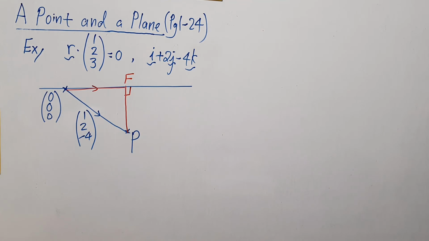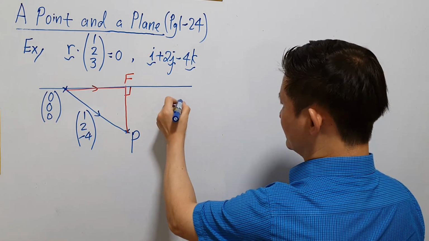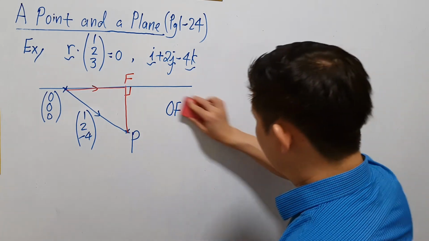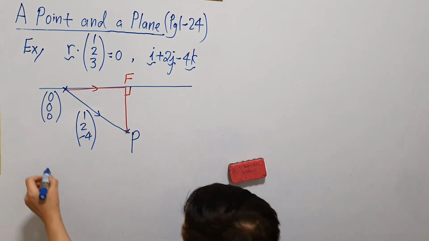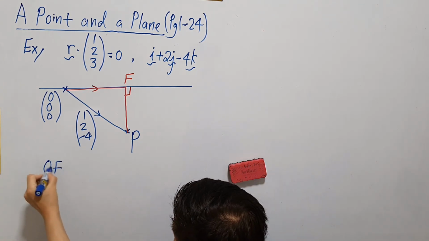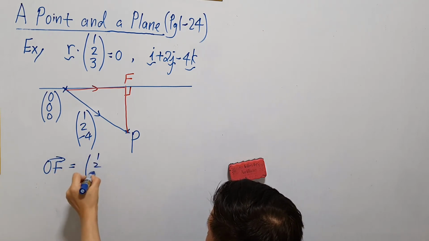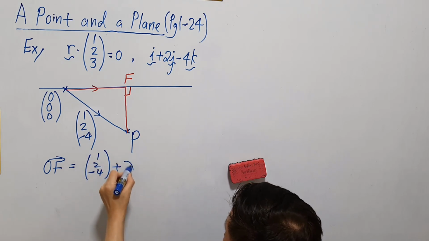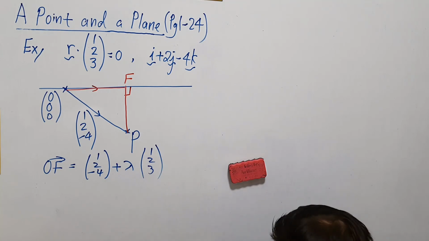So whether it's this diagram or the diagram you saw in the earlier example, I can always start off on the same footing, and that is, I can always start off by saying that the vector OF is equal to (1, 2, -4) plus a multiple of (1, 2, 3). Why is it so?